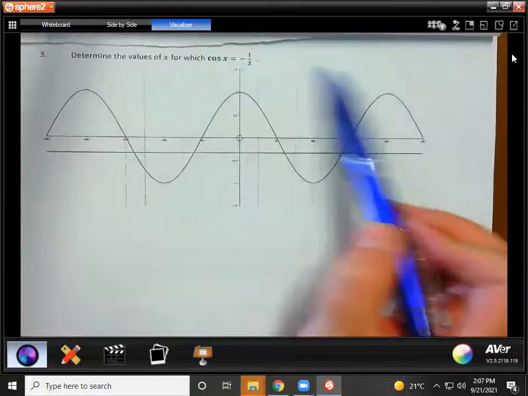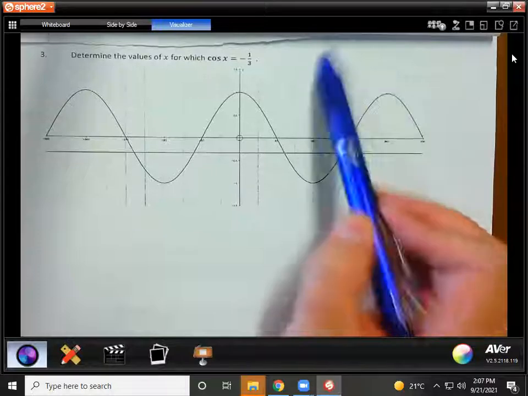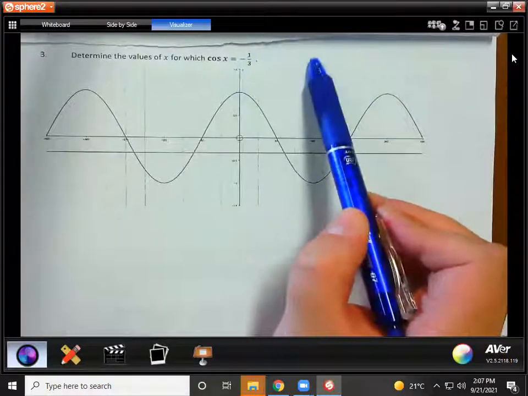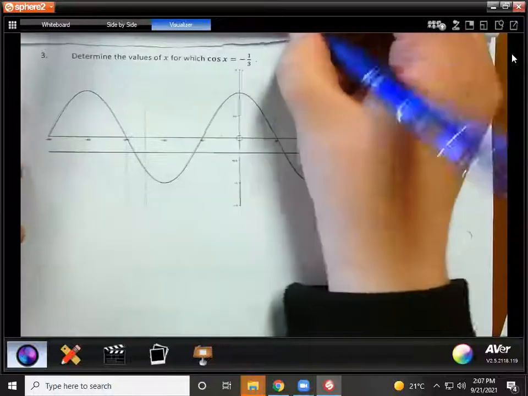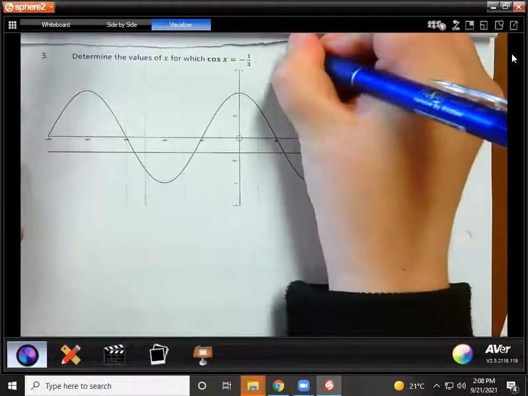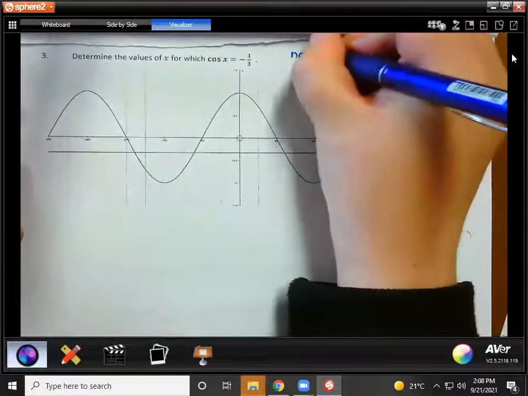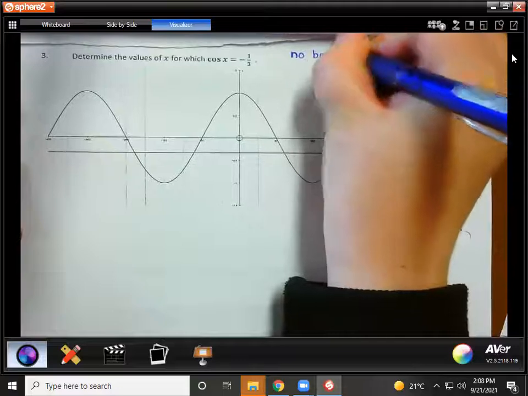Now, guys, did they give us specific boundaries for x? No. So we are just going to do the general solution and then we stop. Okay, let's write that on the side. No boundaries.